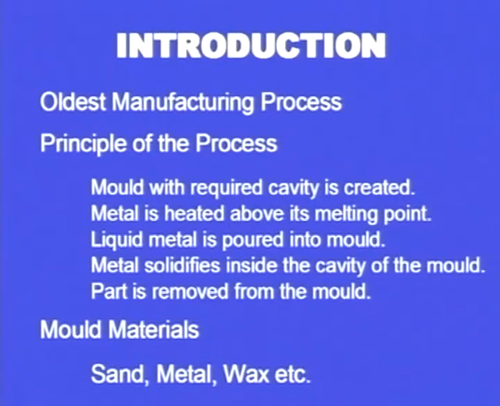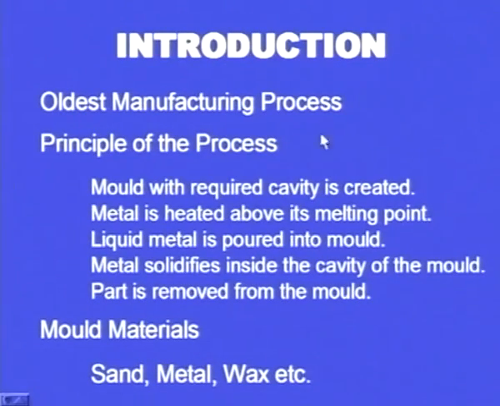Whenever we want to prepare a component, we will create a similar cavity in a sand mold. Inside a sand mold, there will be a cavity whose shape is similar to the component which we want. Then we will melt the required metal just above the melting temperature, and then we will pour the molten metal into the cavity. After some time, the molten metal will be solidified. Then we will break the sand. The solidified component will be taken out. So, these are the steps involved in metal casting.